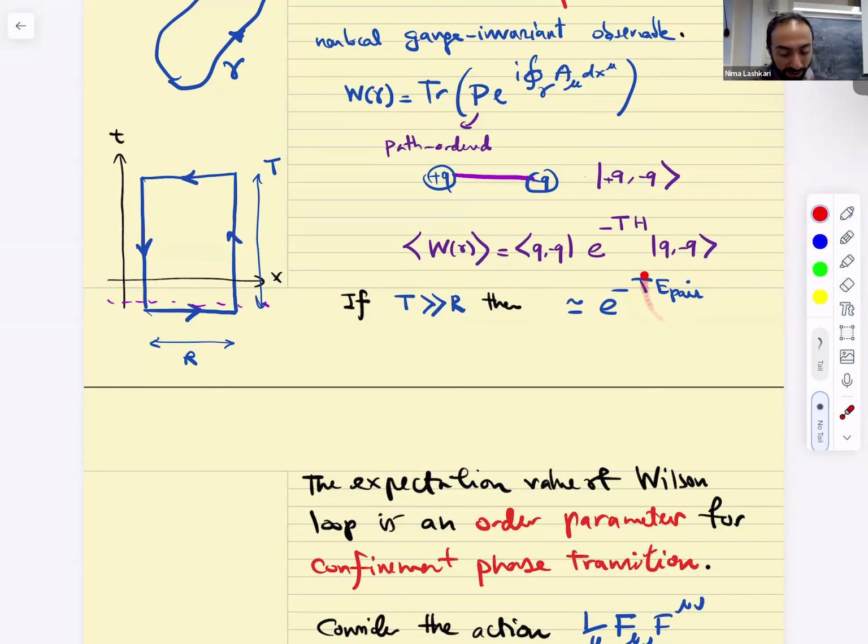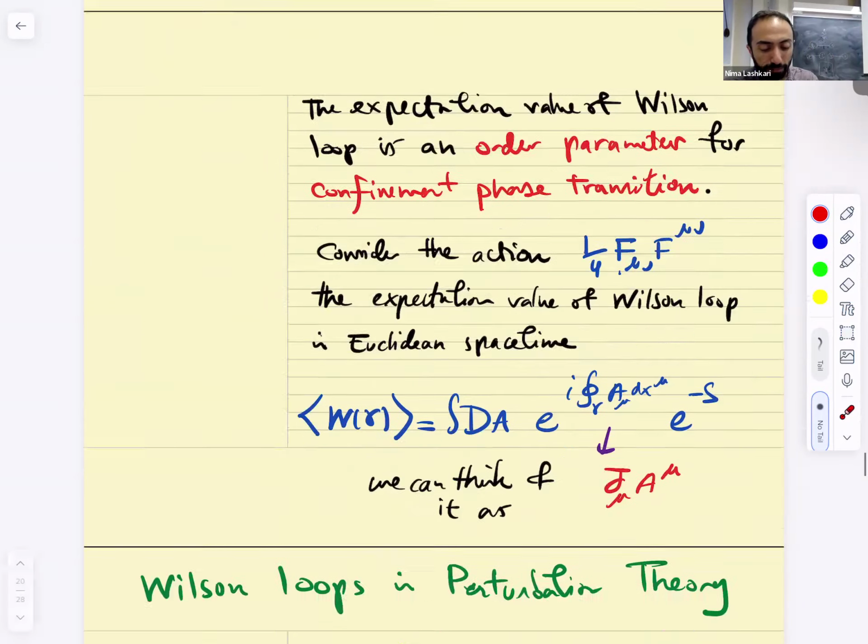Look at this E pair. If E pair is proportional to R, what is TR? Area. All right.